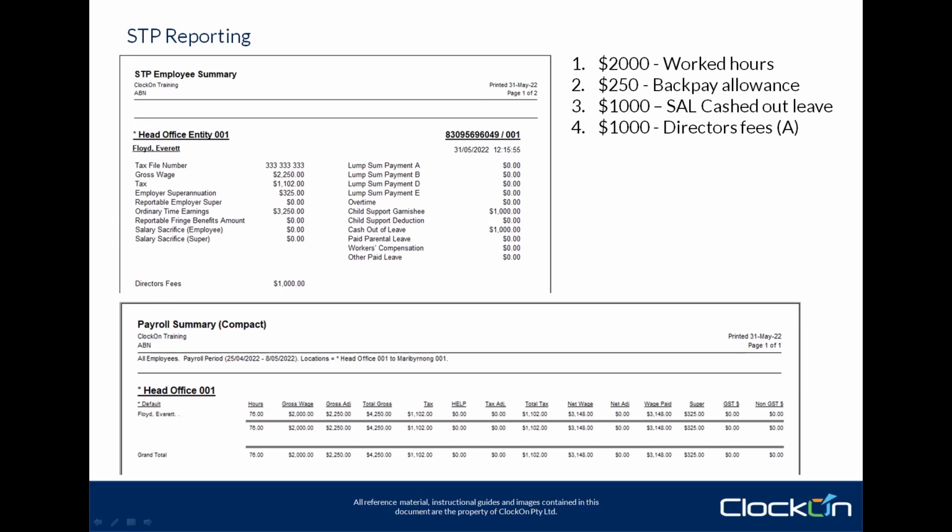If we have a look at the gross adjustments, this includes any amounts that the employee has had as part of an allowance. So it would include, in this instance, the back pay amount, the director's fees, as well as the cashed out leave. And that gives us the total gross of the $4,250 there. So straight up there, you can see that there's a discrepancy in regards to how these reports work, but you actually do get the final figure. So 2,250 plus 1,000 plus 1,000 will give you the total gross there.